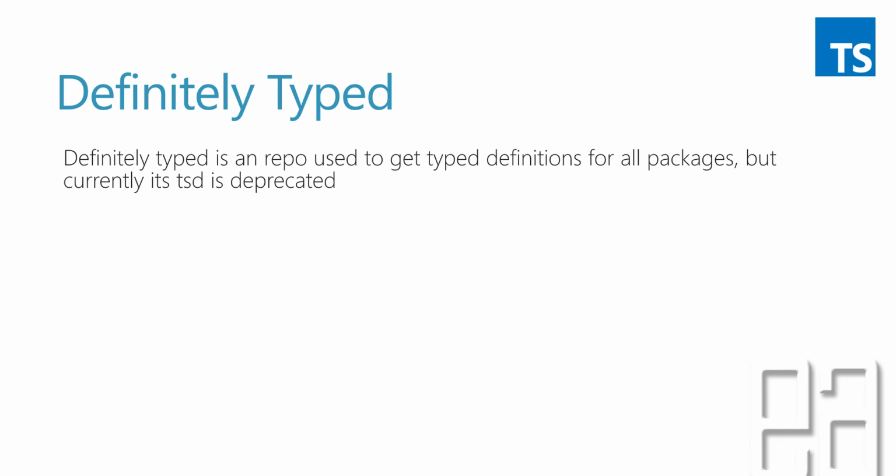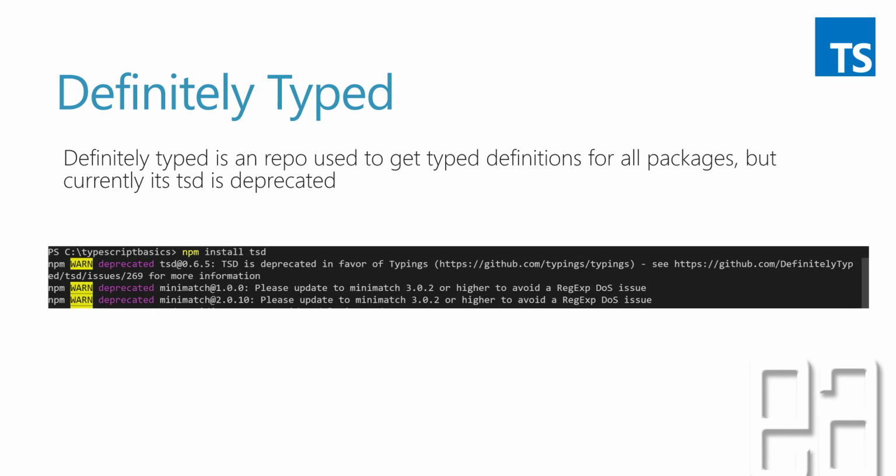Definitely typed is a repo used to get type definitions for all the packages, but currently its TSD is deprecated. As we have already discussed in our previous video about repos like definitely typed, and type definitions like typings and TSD of npm, the TSD is currently deprecated. So even if you try to install the TSD from npm install tsd --save, you will get an error as shown here. It says deprecated TSD at 0.6.5.